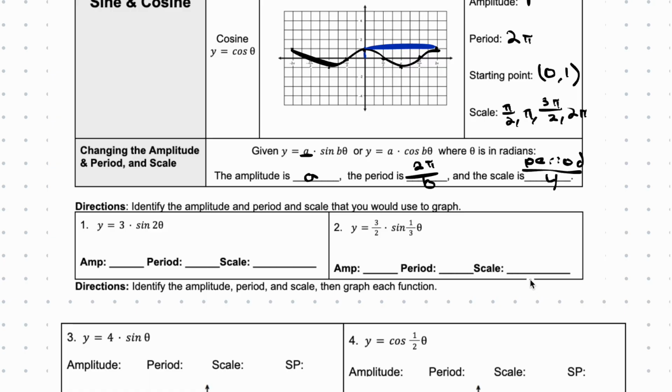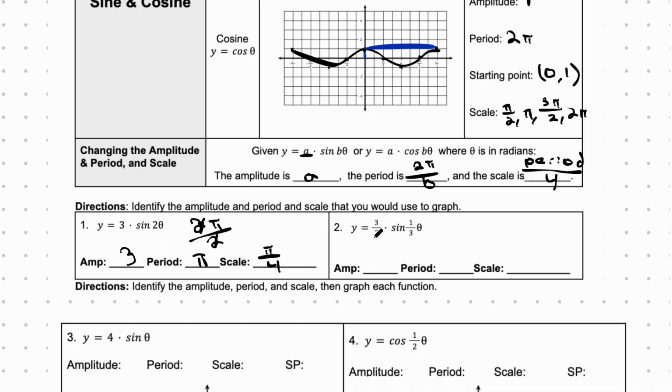Okay, so let's apply this now. Our amplitude is a. In this equation, y equals 3 times cosine of 2 times theta, what's our a value? It's going to be 3. And what's our period? Our period is going to be 2 pi over b. In this case, our b value is 2, so that's just going to give us pi, because those 2's cancel out. Our scale is going to be whatever our period is over 4, so we're going to have pi over 4.